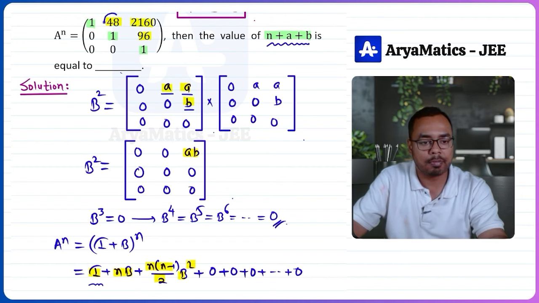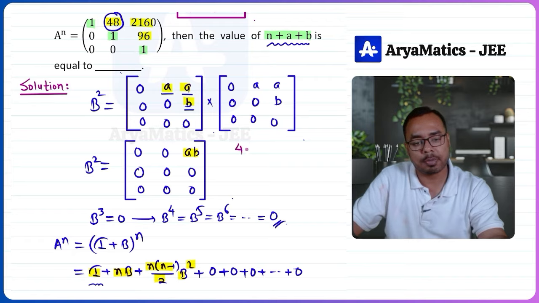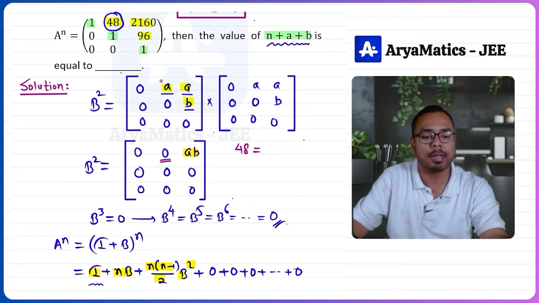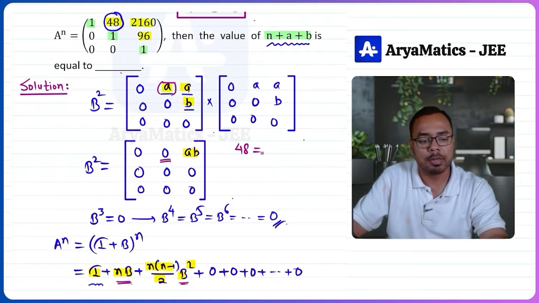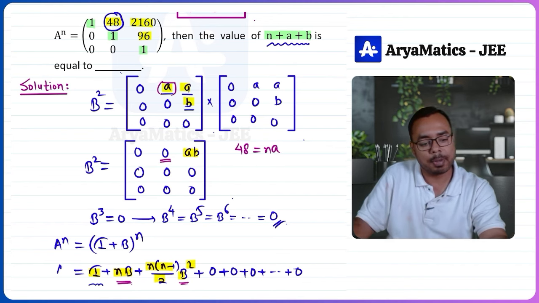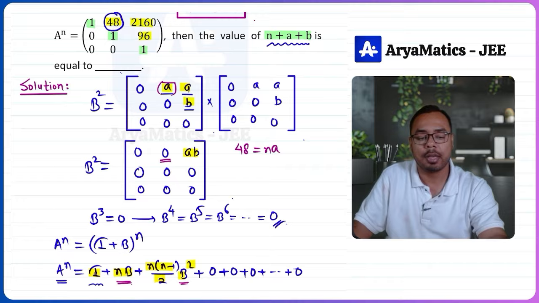Now, the element in first row, second column is 48. So one of the equations will be 48 equals, in B square we have 0 for the first row, second column, and in matrix B we have a. So n into B, and here we have a. This means 48 is nothing but n into a. We are getting this by comparing the element in first row, second column of the given matrix and this right hand side. So this is one equation.